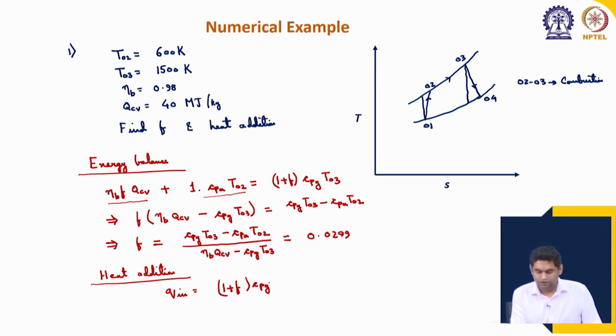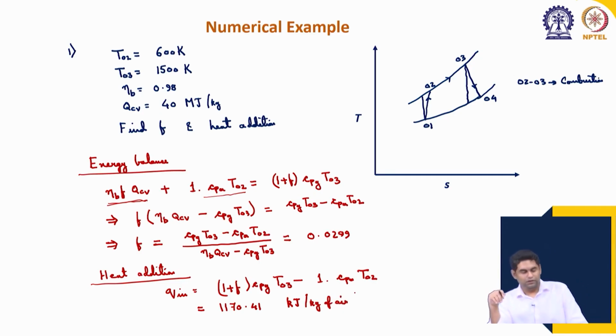Cp of gas T03 minus 1 into Cp of air. I am writing 1 to denote that this is unit mass flow rate T02. This also can be calculated directly using eta B F Q CV, which should be the easier case. Just for illustration, I have calculated in a different way. So, 1170.41 kilojoule per kg of air. Please do the calculation yourself by pausing and verify that you also get a similar solution. Okay, so, this is the heat input.